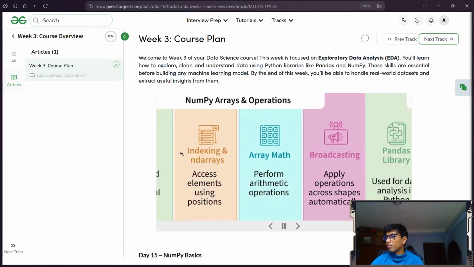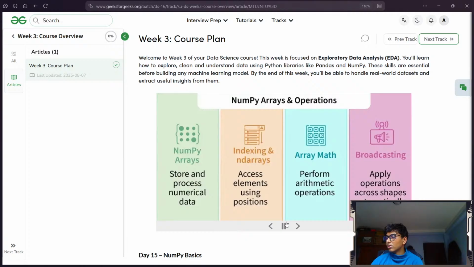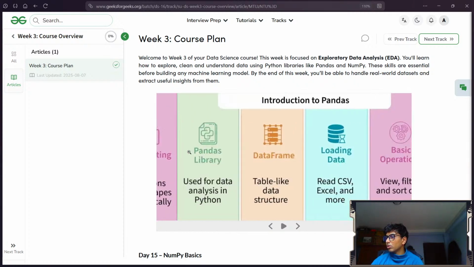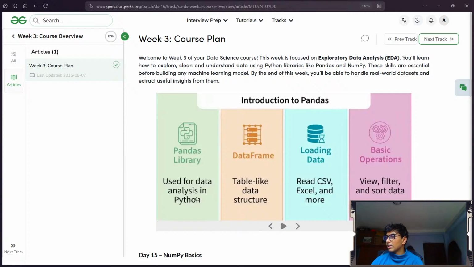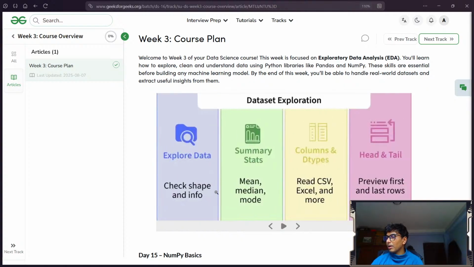Let me see. NumPy: arrays store and process numerical data. Indexing and ND arrays: access elements using positions. Array math: perform arithmetic operations, apply operations across sets automatically. Broadcasting. Pandas: library used for data analysis in Python. DataFrame: table-like data structure. Loading data: read CSV, Excel, and more. Basic operations: view, filter, and sort data. Explore data: check shape and info, mean, median, modes, summary stats, column dtypes.